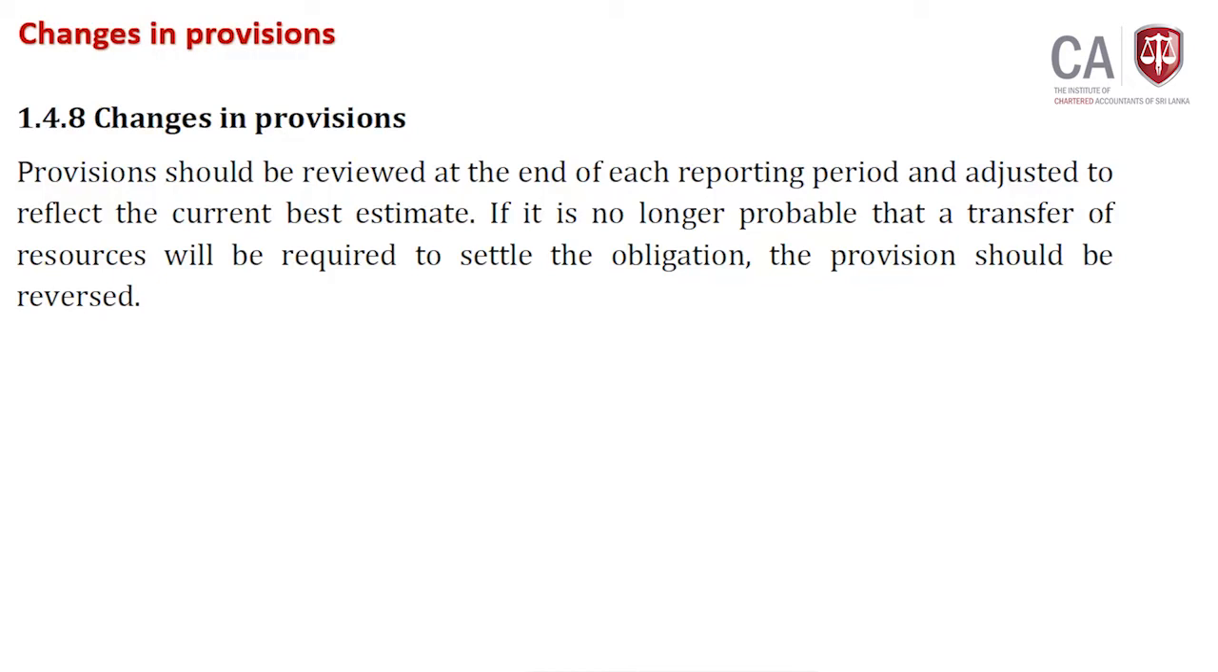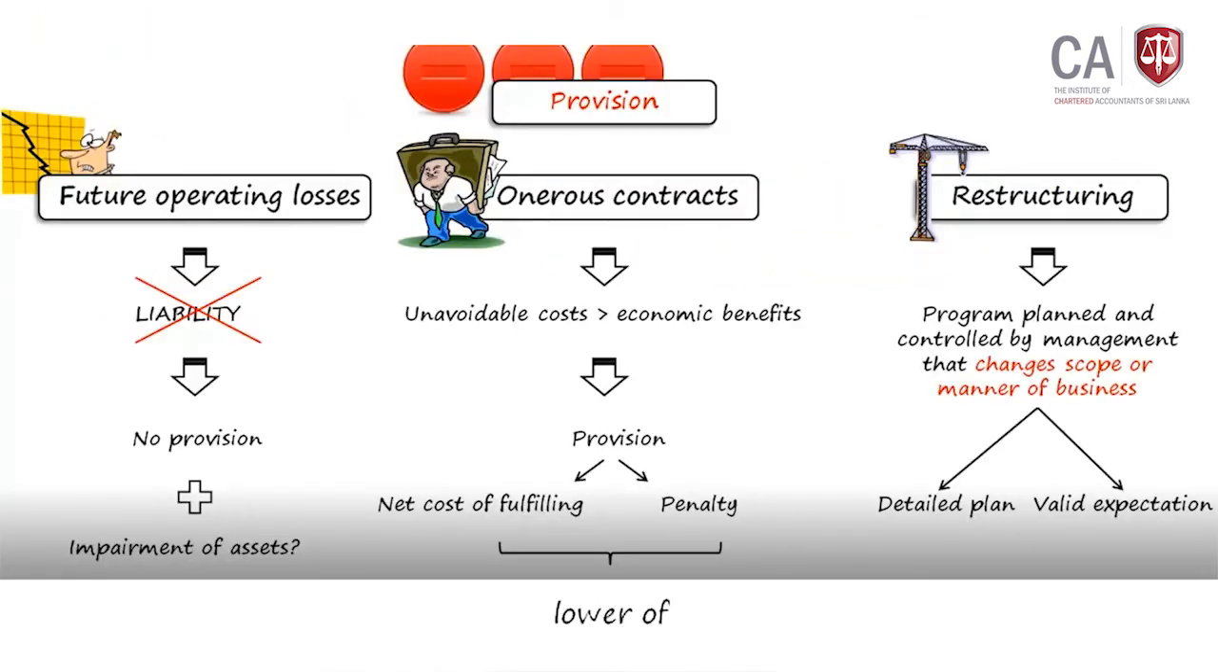Or else, sometimes the amount that you have provided may be different when it comes to the end of reporting period based on the evidence you have. Therefore, to see if there is any change, you need to review the provided amount at the end of each reporting period, and if it is no longer probable, you have to reverse the provision. Done. That is the basic part of the provision.